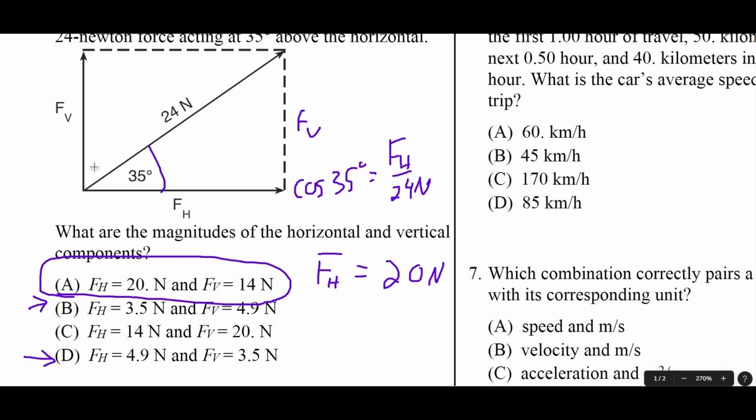which again, if we used our logic and reasoning skills, would make sense since this angle is less than 45. Then we have a vector that has a very shallow angle, so it should be pointed more horizontally than it is vertically.